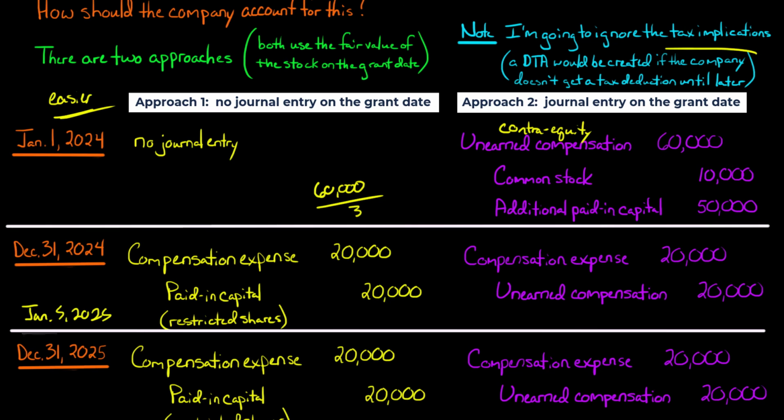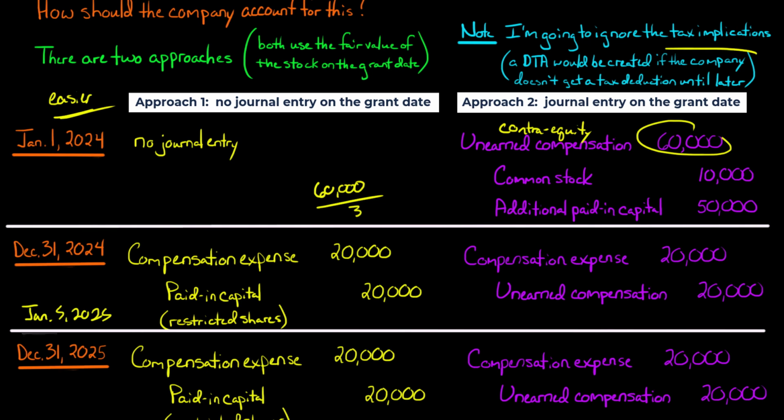And then what we're going to do is every year when we record that compensation expense, instead of crediting paid-in capital restricted shares, we're going to credit that unearned compensation account until it basically goes to zero. So we initially debited it at $60,000, and then we're going to credit it for $20,000 every year for 3 years, and it'll be zero at the end when the shares have vested. So we debit this contra equity account, unearned compensation, for $60,000. Okay, we credit common stock 10,000. Again, it's 10,000 shares times $1 par per share. And then we credit the additional paid-in capital for 50,000.